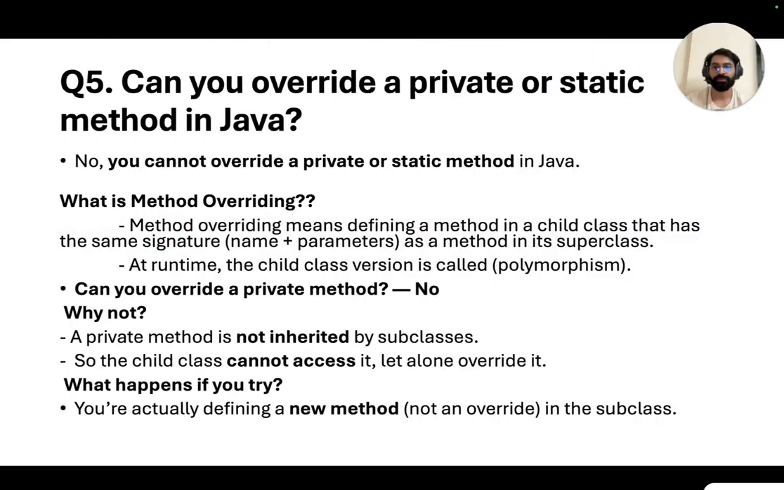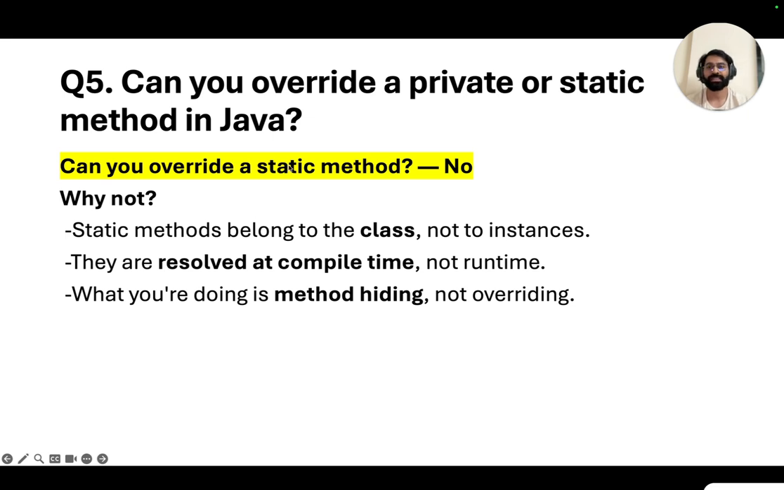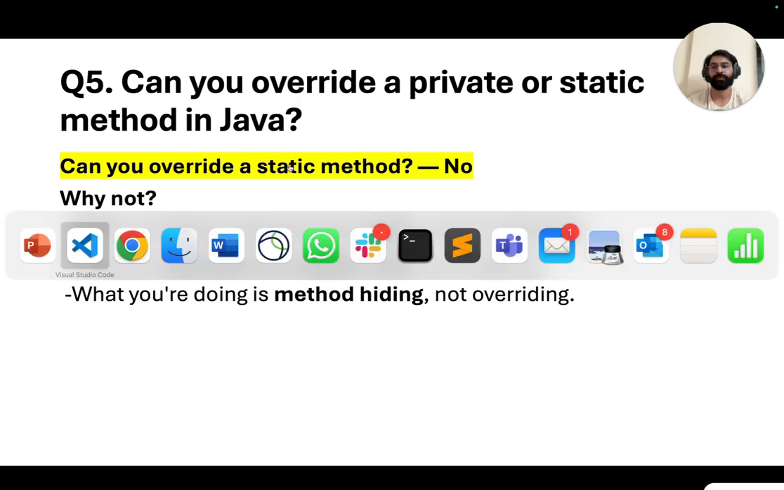Now let's move to another thing. Can you override a static method? No, we cannot override a static method either. Why not? Because static methods belong to a class, not to an object or instance. So they are resolved at compile time, not at runtime. And what you are doing is method hiding, not overriding. Basically, if you try to override the static method, it is not overriding. Let me explain.